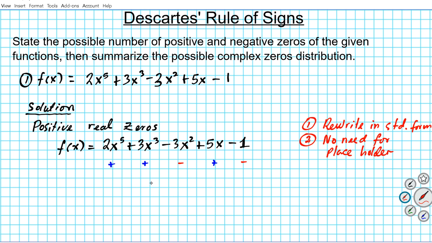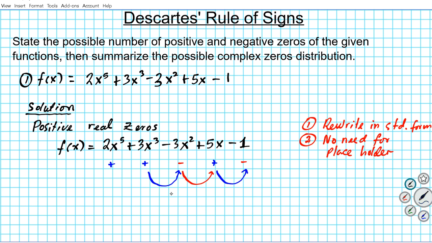All right, so let's see here. So we're going to count the number of sign changes or sign variations. From here to here, that's from positive to negative, that's the first sign change. And then from negative to positive, that's another sign change. And then from positive to negative, there goes another sign change.